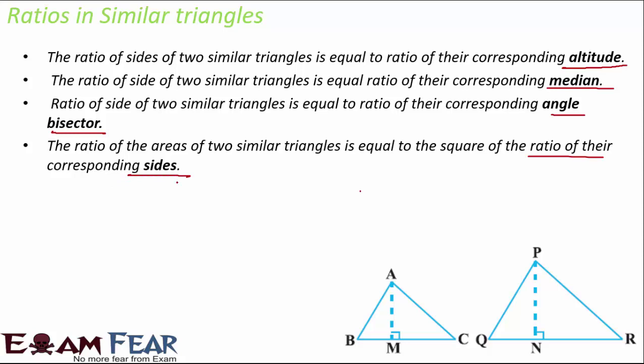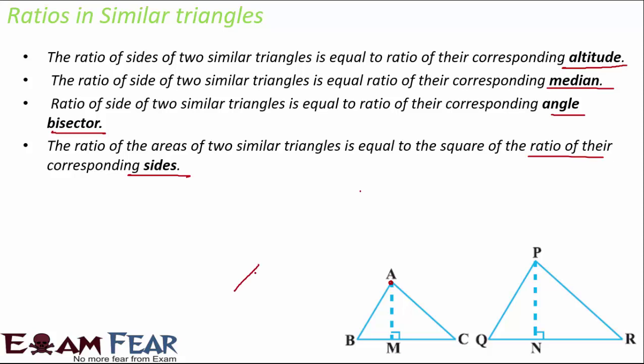Now these are some of the facts that you should definitely know, and I'm sure you all know what is altitude, what is median, and what is angle bisector. Angle bisector: the line which bisects the angle into two equal halves. Median: the line which divides the opposite side of the triangle into two equal halves. Altitude: the line which is perpendicular to the opposite side of the triangle, drawn from one vertex. For example, AM here is the altitude because it is drawn from one vertex to the opposite side, perpendicular to the opposite side. So that's altitude, right?